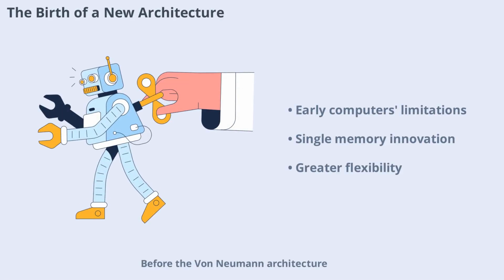Before the von Neumann architecture, computers were limited and inflexible. Early machines had separate storage for instructions and data, making them difficult to reprogram. Von Neumann's idea was to use a single memory for both, which made computers much more adaptable. This shift meant that computers could be programmed to perform a wide variety of tasks simply by changing the instructions in memory. This was a major leap forward, setting the stage for the rapid development of computing technology in the decades that followed.